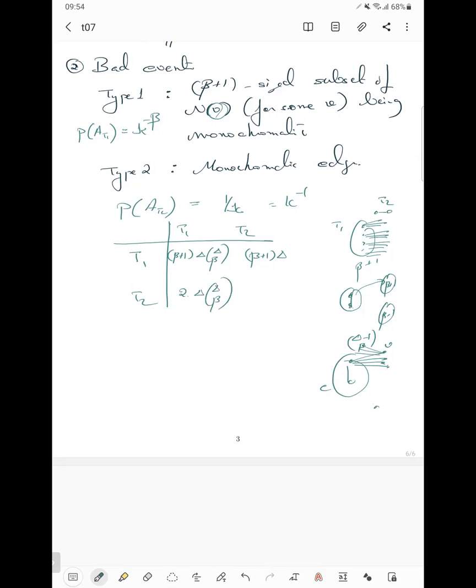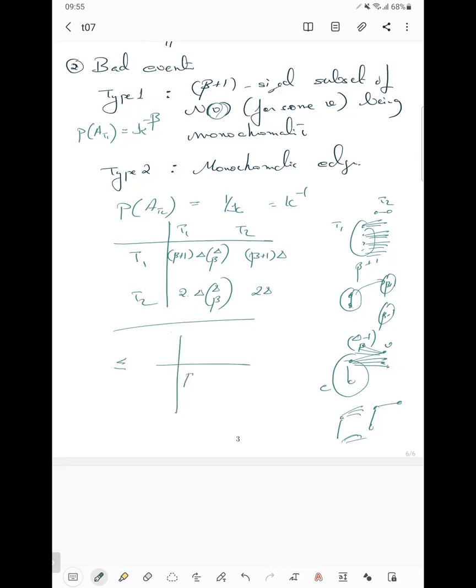T2 to T2 are 2 edges which share a vertex, which will be at most 2 delta. Right? From each edge, either this or this, 2 delta. Okay. So is this clear or did I go really fast? Clear. It's okay.